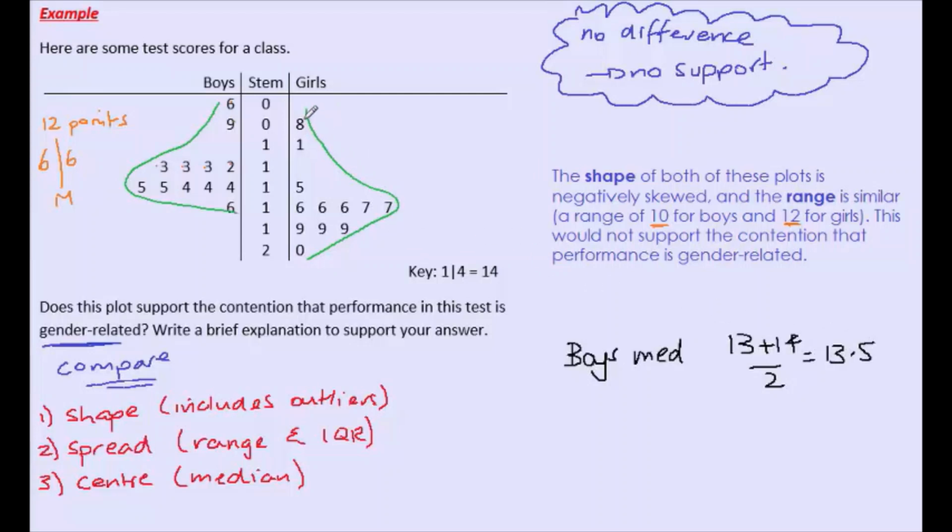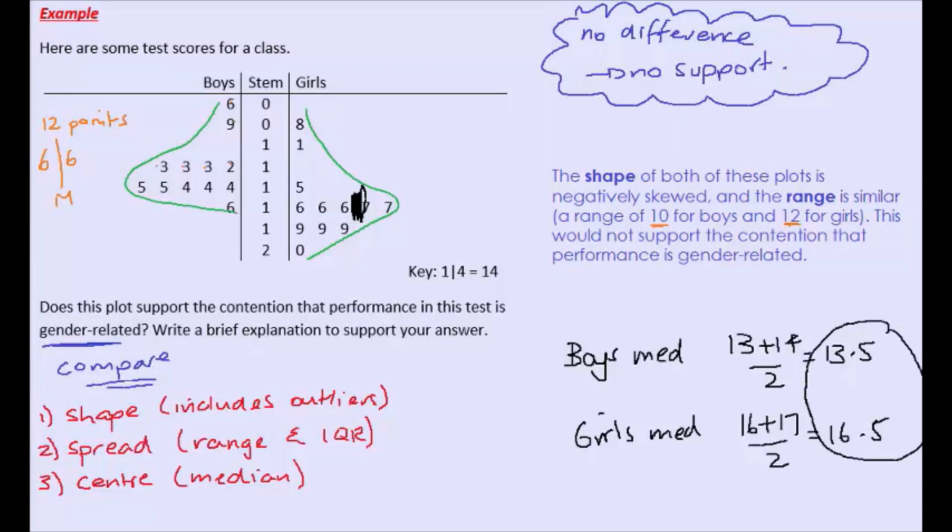My girls' median, however, is considerably higher than that. And if I count up here, 1, 2, 3, 4, 5, 6 points either side of my median, so my median's in there. So the girls' median is 16 plus 17 over 2, which is 16.5. This is the difference I'm looking for that's going to tell me that we can support the contention that the performance is gender related. So we'll write that down now as well.